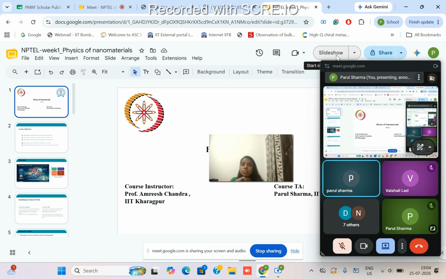So, high conductivity will enable faster electronic devices, more efficient energy storage systems, and transparent conductive films for flexible electronics. Then silver nanowires are used to create flexible touch screens and organic LEDs.